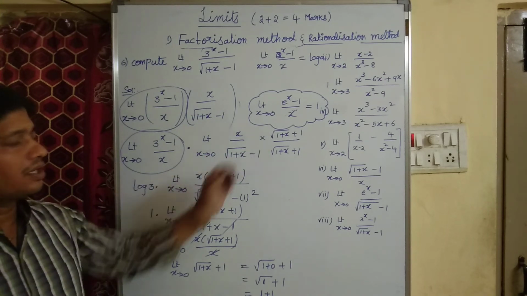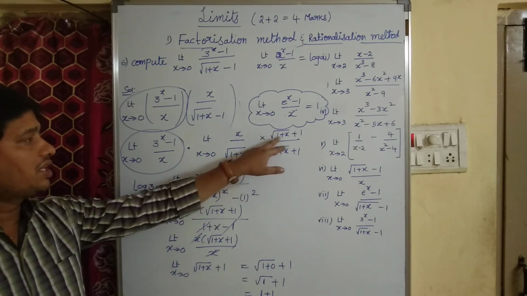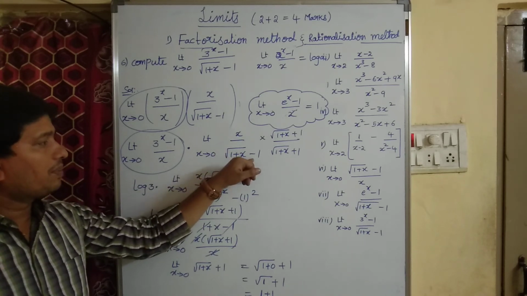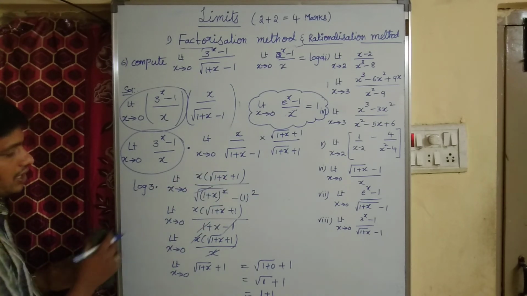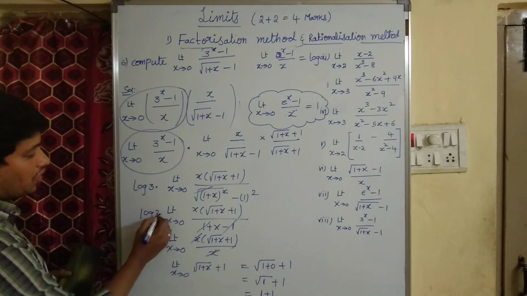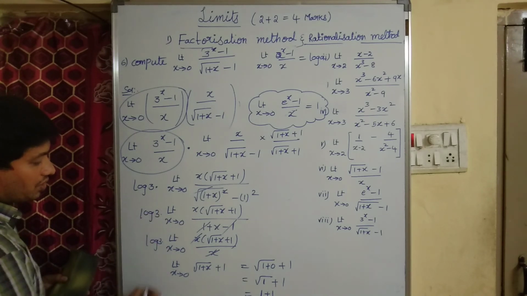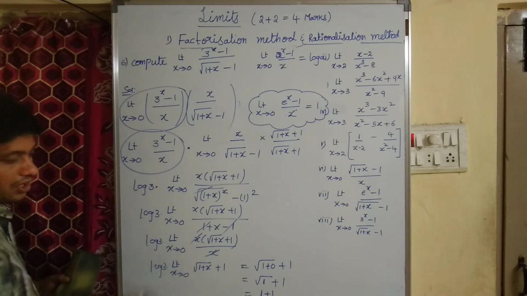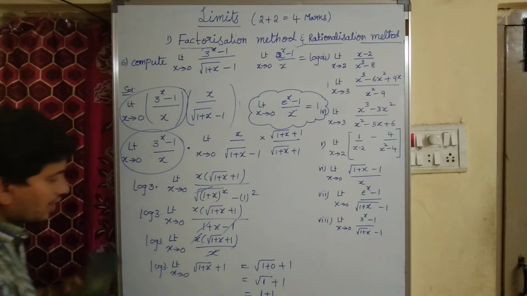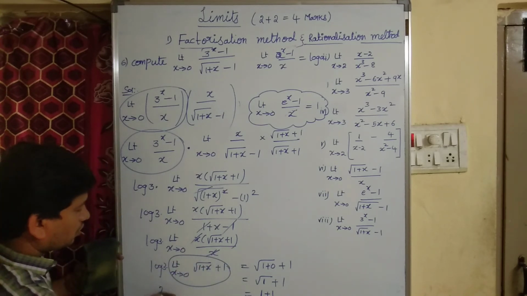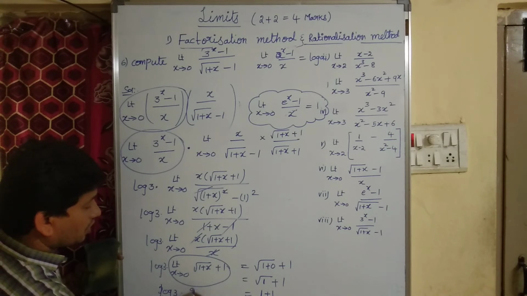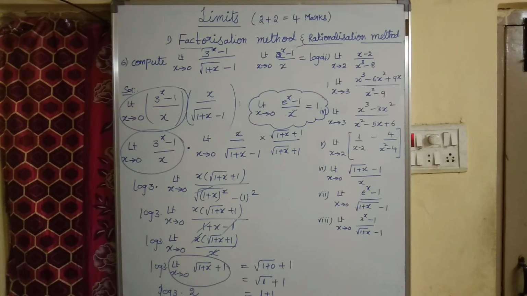Into again the same method, x by root over 1 plus x minus 1 into rationalizing factor of root over 1 plus x minus 1 is root over 1 plus x plus 1 divided by 1 plus x plus 1. Everything is same children, but here we have to multiply by log 3. As we got the value of this part as 2, so log 3 into this value 2. So the answer is what? The answer is 2 log 3.